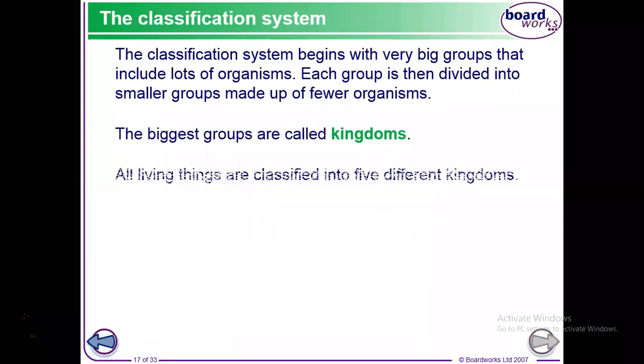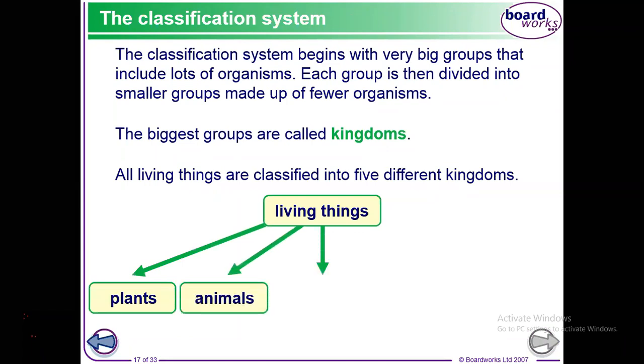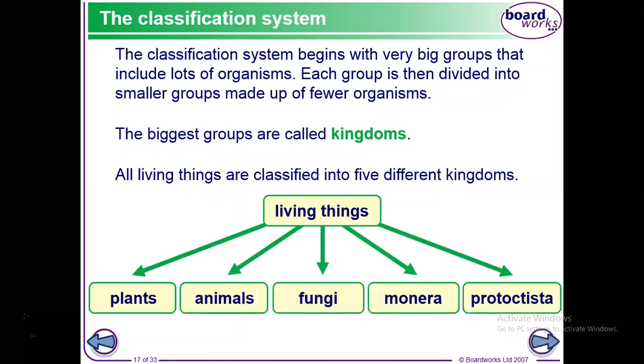Yes, so in order to group these organisms, we classify them in different levels. The biggest groups are called kingdoms. We have a kingdom for animals, a kingdom for plants, a kingdom for fungi, and monera. Monera are the bacteria things, guys, like bacteria. And the last one are the protists, and those are the microscopic organisms also.